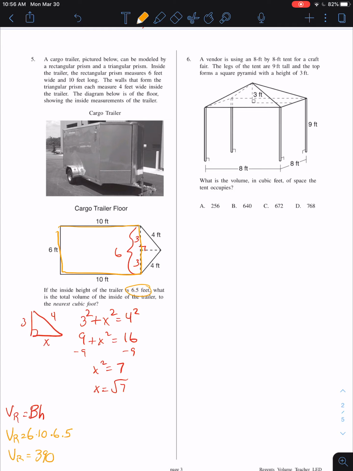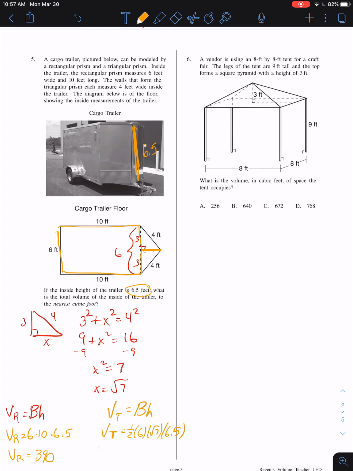Now we're going to do the volume of the triangular prism. Again, the volume formula is still B times H, except the base of this triangular prism is 1/2 the base of 6 times the height, which we found to be radical 7, times the height of the trailer, which is 6.5. So we've got two heights going on here. One is the height of the triangular base that I'm highlighting here in orange. One is the height of the trailer here, which is 6.5.